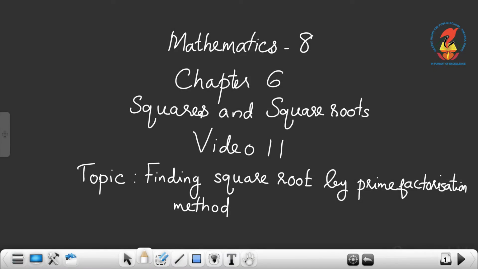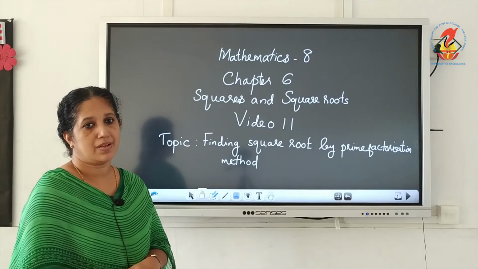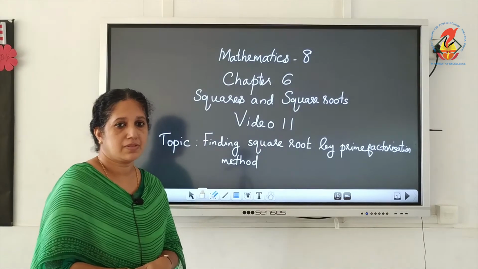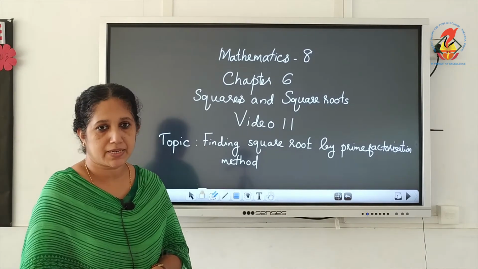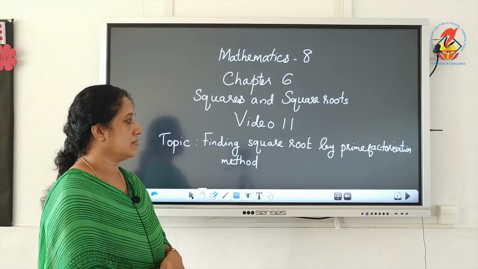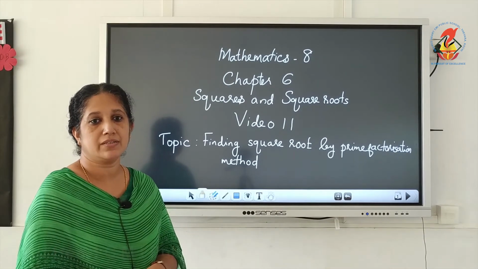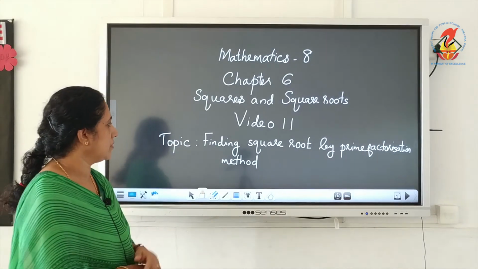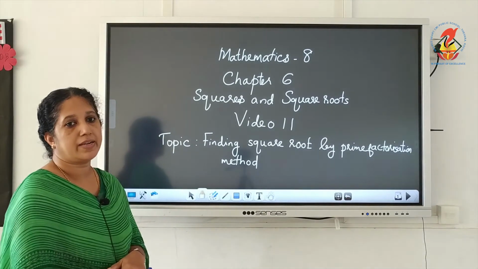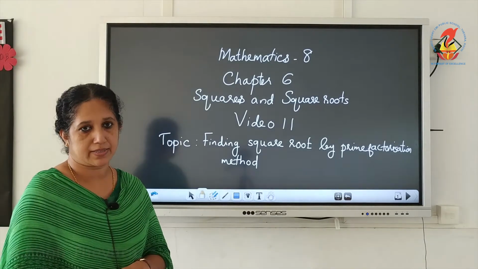Hello children. Now the next topic is finding square root by prime factorization method. Last class we saw there are three different methods. One is a repeated subtraction method, second one is prime factorization method, and the third one is division method. So the first method is over. Now we will look into the second method, finding the square root by prime factorization method.